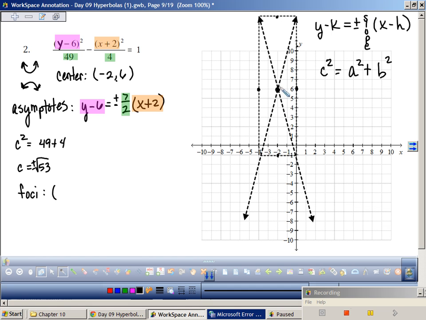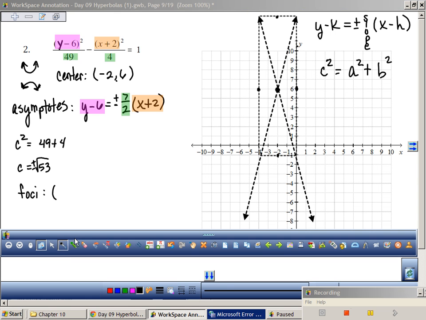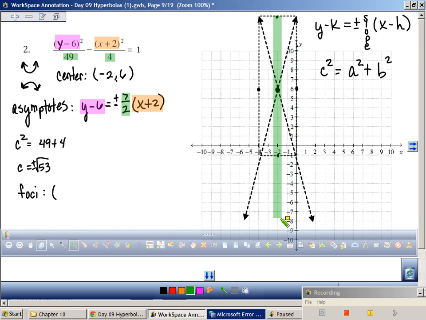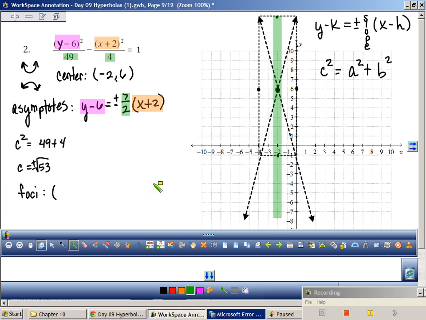Okay, so what are the foci? Where would I plot them? The foci are going to be plotted on this axis or on this axis? Vertically or horizontally? Look at your picture. Where is my transverse axis, guys? Do I even need my conjugate axis on these? No. It is there though, isn't it just right here? But on my transverse axis is where my foci are going to be.